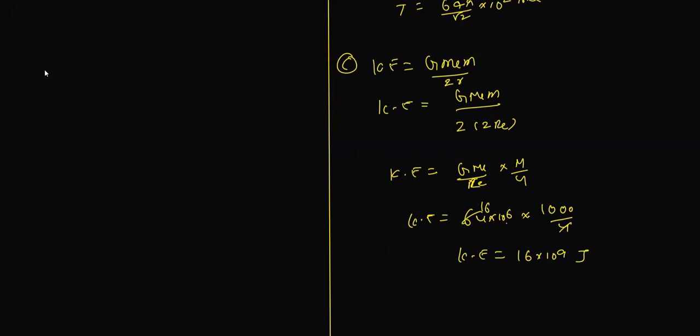So let me write here as part D. In part D, we need to conclude the total energy. Kinetic energy equals the magnitude of total energy, right? So therefore total energy equals minus 16 into 10 raised to 9 we will get. Total energy can be negative.